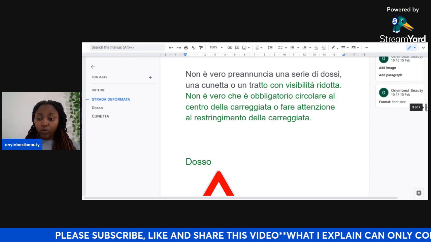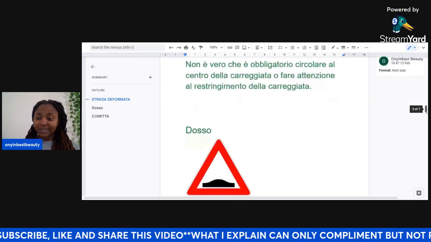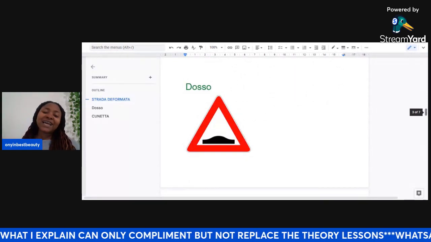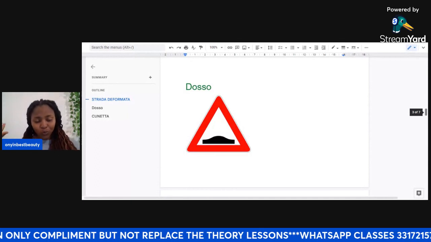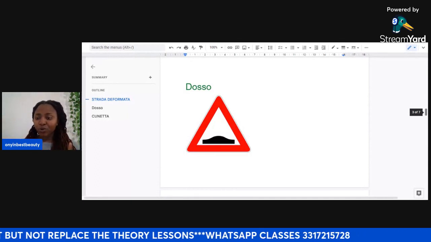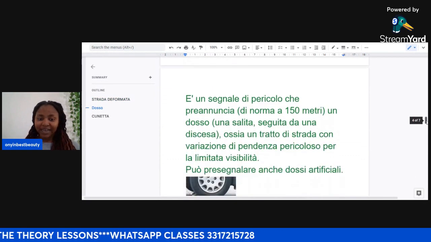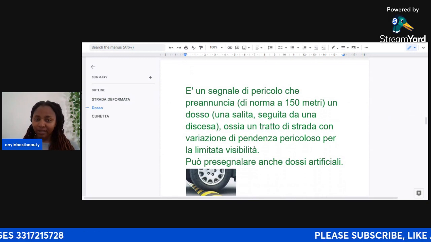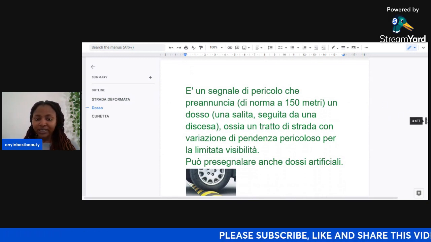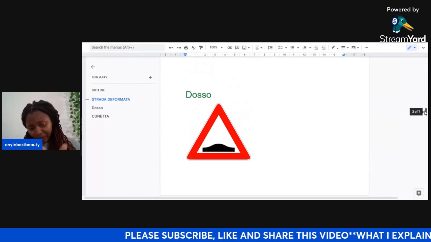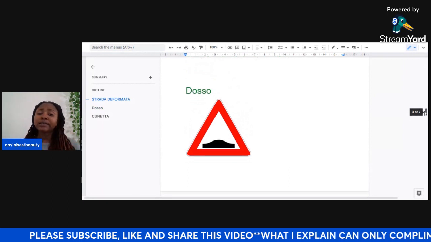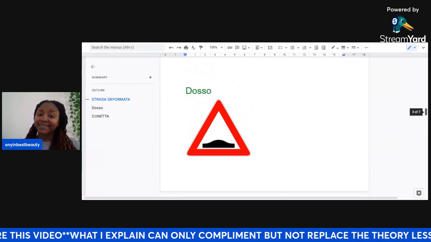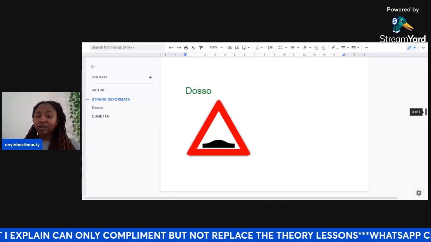Then we have the second one, which is telling you not to confuse it with this. You know, they look alike, but that one is like twice of this. So this is dosso, segnale di pericolo, danger sign. È un segnale di pericolo che preannuncia di norma 150 metri. Now, segnale di pericolo is this sign. Whenever you see it in this shape with white background, it is called segnale di pericolo. Whatever is warning you ahead, you're going to see it inside, just as seen in this picture. It is warning us of a hill, a dosso.